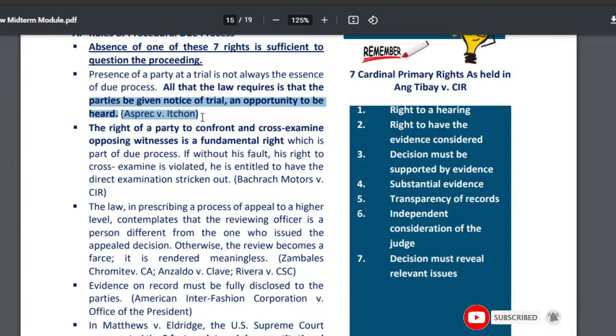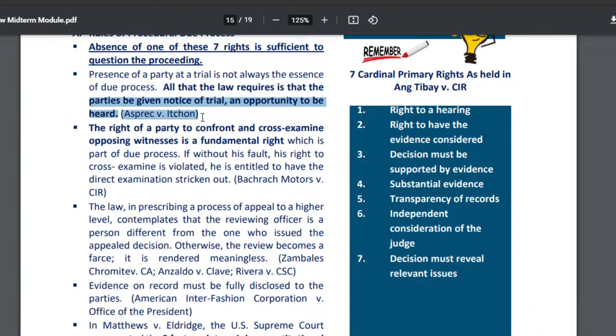Now, since he was not given that time to adduce additional evidence to support his claim or to debunk the allegation of the opposing witnesses, there was already a violation of his right to confront or cross-examine the opposing witnesses. If this happens, then the respondent is entitled to have the direct examination of that opposing witness stricken out. It can no longer be included in the ruling, no longer be a basis for the tribunal's decision.